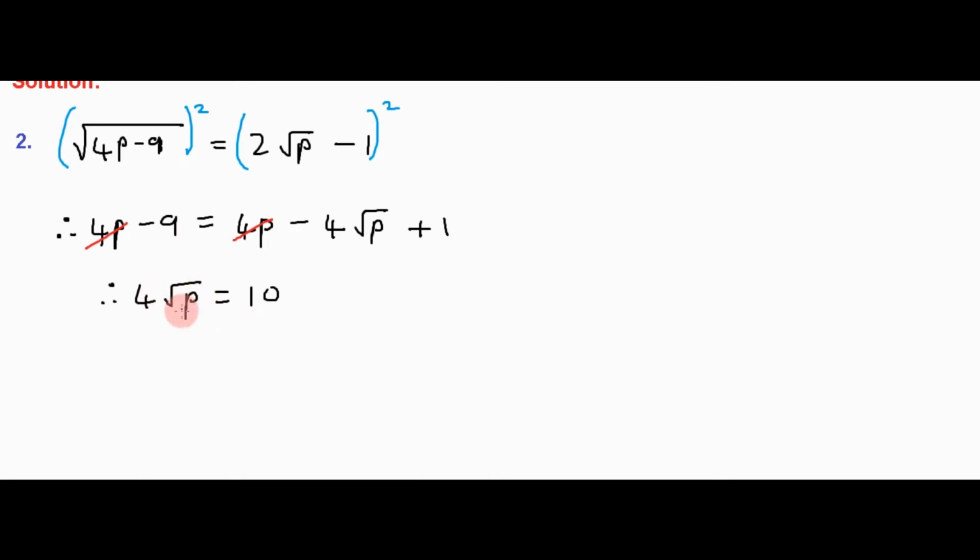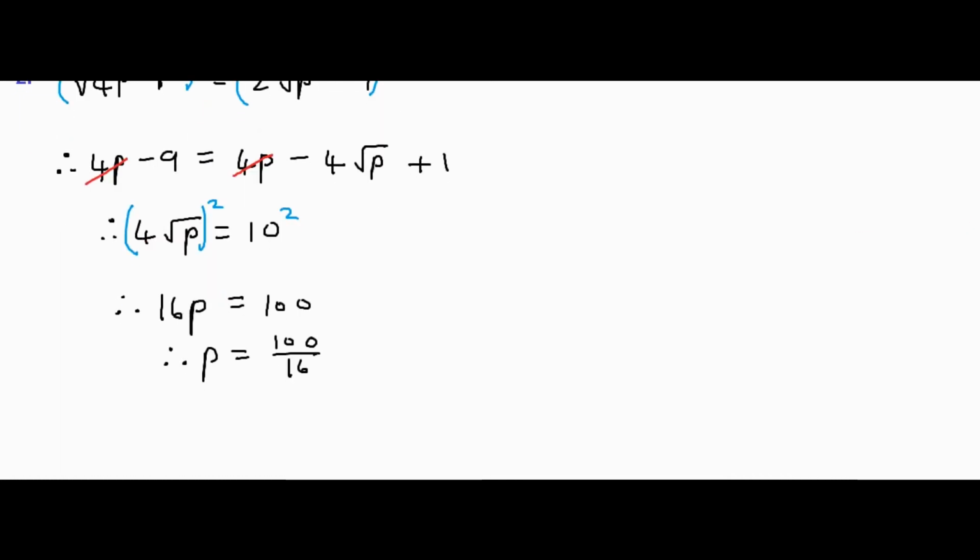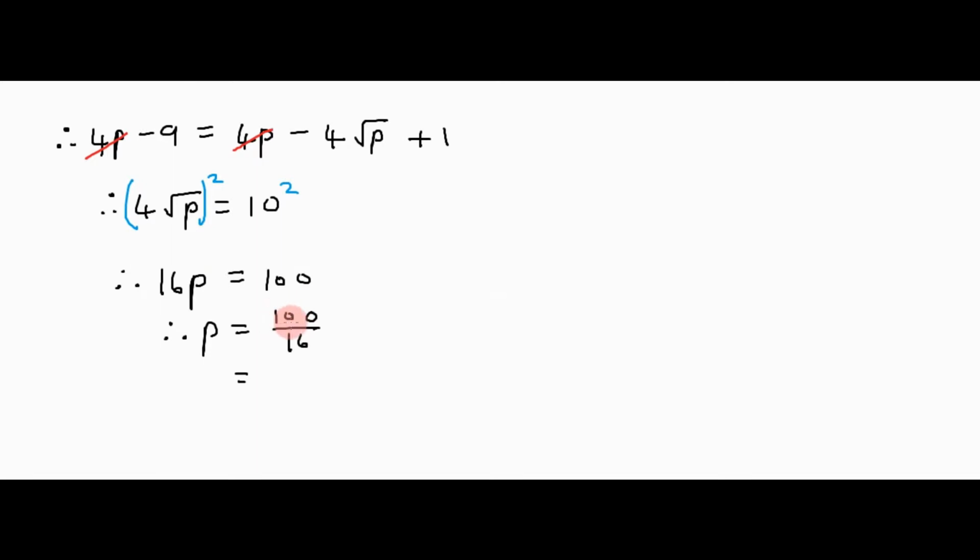We want to get rid of the surd now, so we square both sides. So squaring both sides again. And 4 squared is 16. The square root of p squared, of course, is just p. And 10 squared is 100. And we find that p equals 100 over 16. We can simplify this. 4 into 100, of course, 25 times. And into 16, 4 times. So p equals 25 over 4.